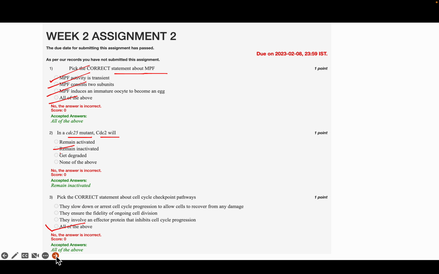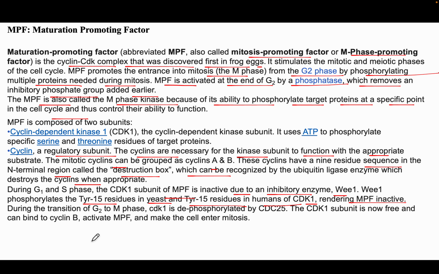Now we started discussing week 2 assignment 2. The first question was, what is MPF? MPF is a maturation promoting factor. Also it is called mitosis promoting factor, or M-phase promoting factor. It is a cyclin CDK complex that was first discovered in frog eggs. It stimulates the mitotic and meiotic phases of the cell cycle.